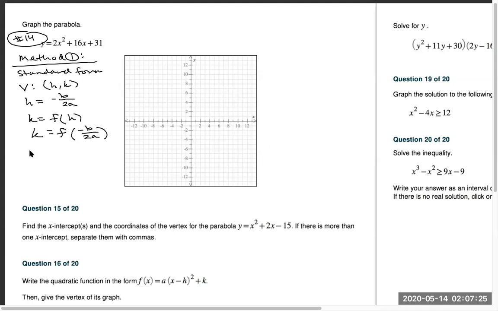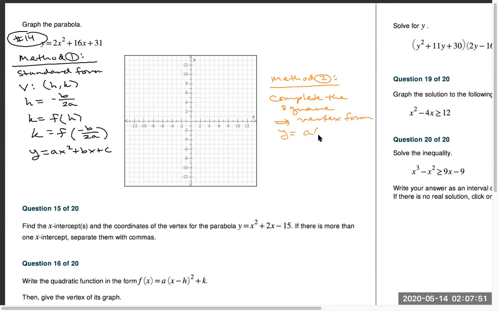Remember, for standard form, you have y equals ax squared plus bx plus c. Method two is to complete the square, which will get you to vertex form. Remember, vertex form would be y equals a times (x minus h), the quantity squared, plus k. Then your vertex is located at (h, k).